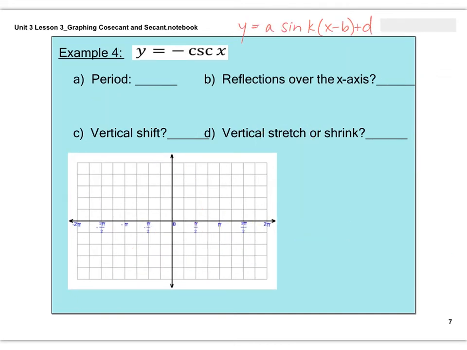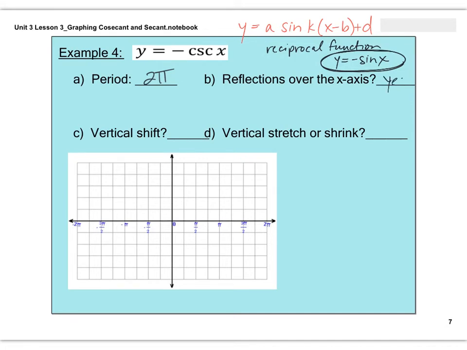Let's try number 4. y equals negative cosecant x. The reciprocal function is y equals negative sine x. So the period, think about this equation right here. What's the period of a normal sine curve? Period is 2 pi, and that's not going to change here because there's no k, there's no value in front of the x. Is it going to reflect over the x-axis?